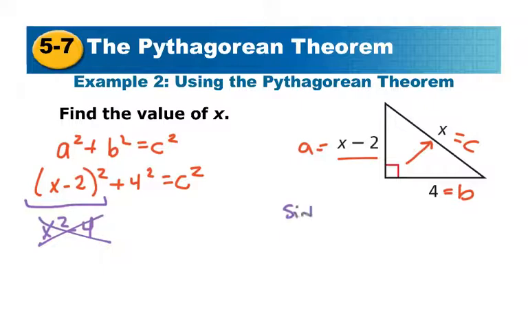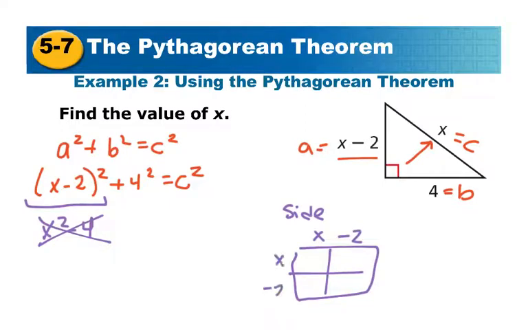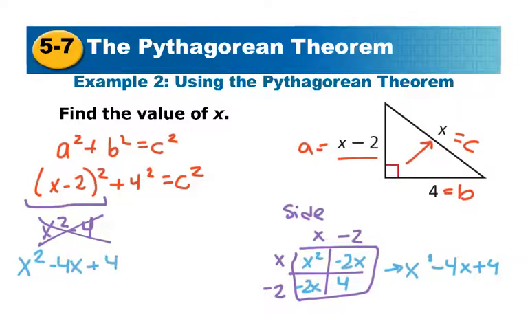So a little side work here is that if we use the box, we actually have x minus 2 and x minus 2 expanded to get an x squared, a negative 2x, another negative 2x, and a positive 4. So this binomial squared is actually x squared minus 4x plus 4. So x squared minus 4x plus 4 plus 16 from the 4 squared is going to equal c squared.